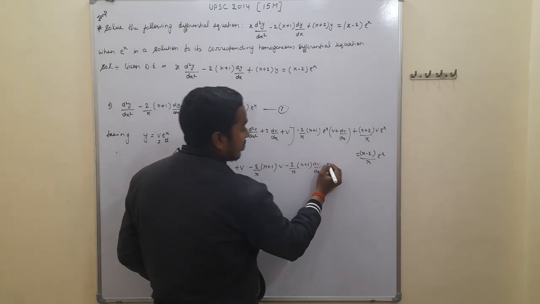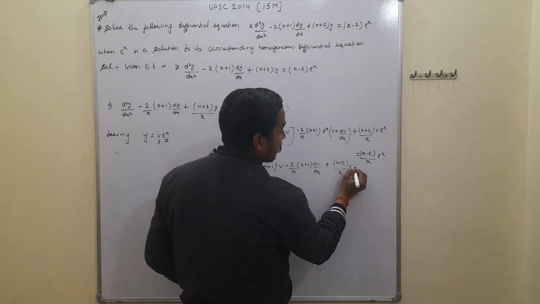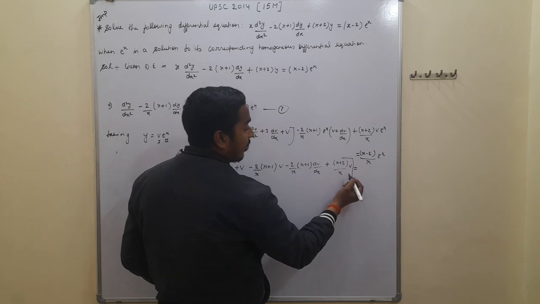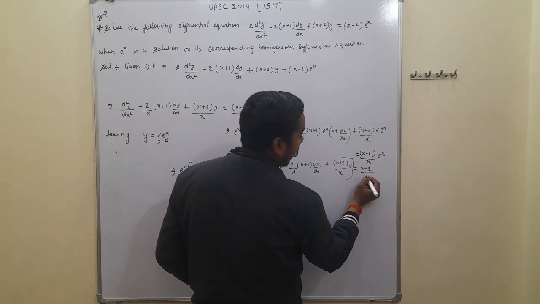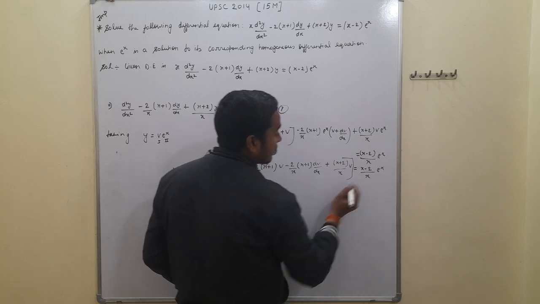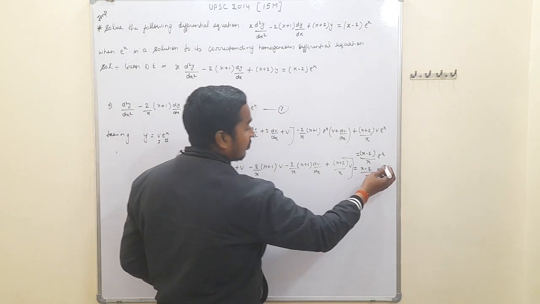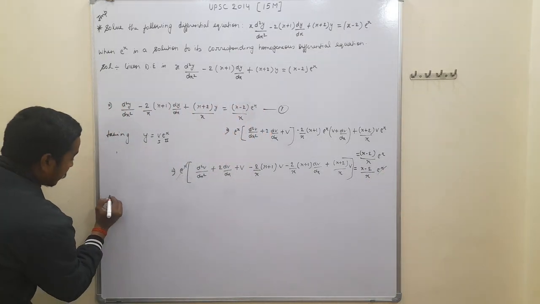And here this is (x + 2)/x into v, and here is equal to, once again we have to take in bracket here, this is given by (x - 2)/x into e to the power x, and from here the 2e to the power x is cancelled out, and the remaining we have to simplify these terms.